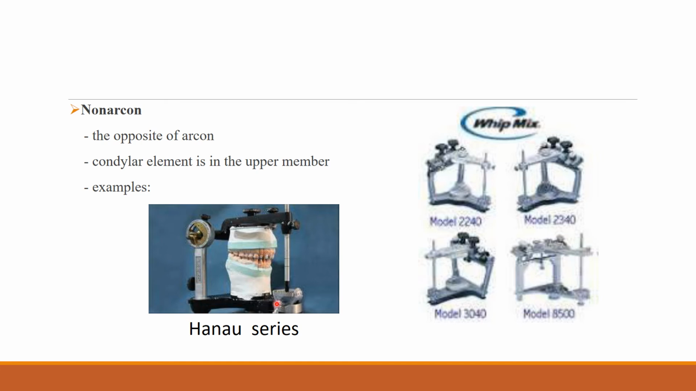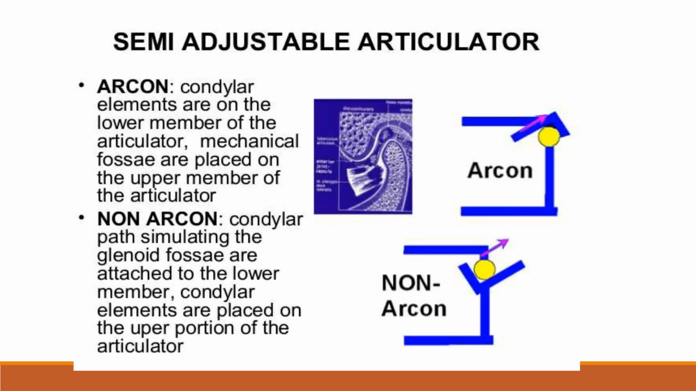Okay, so the opposite of that is the arcon one. This is an example as well of the non-arcon types, and these are the Whip Mix models. This is a type of non-arcon articulator. Okay, so same thing, just explaining it in terms of the condylar form of the mandible.